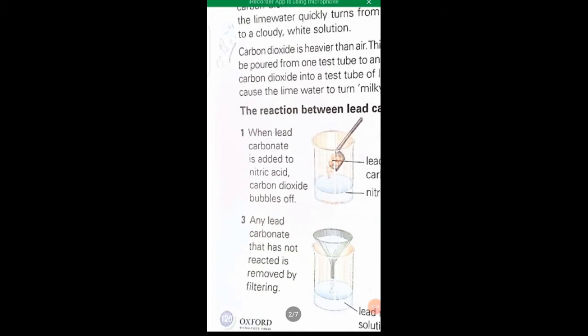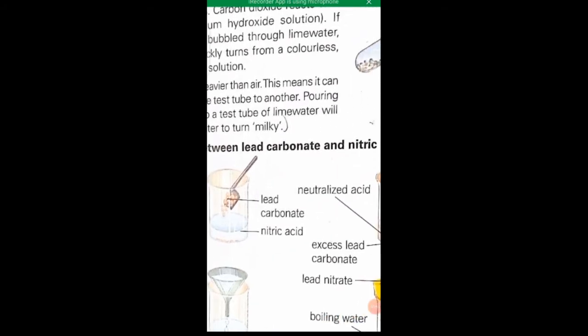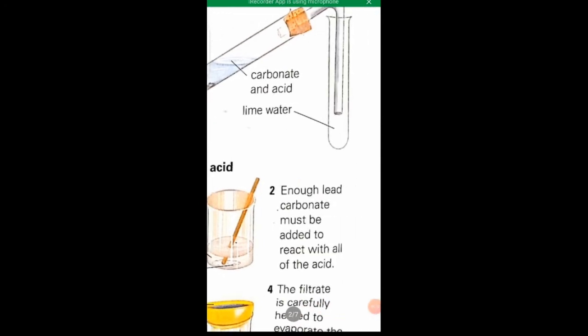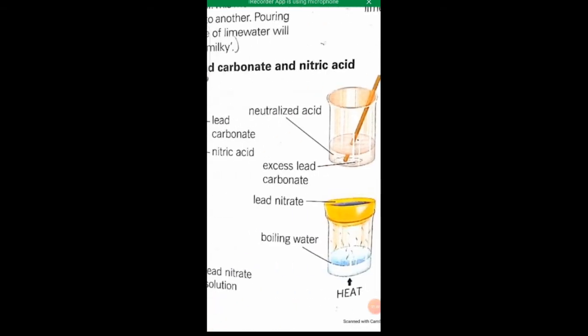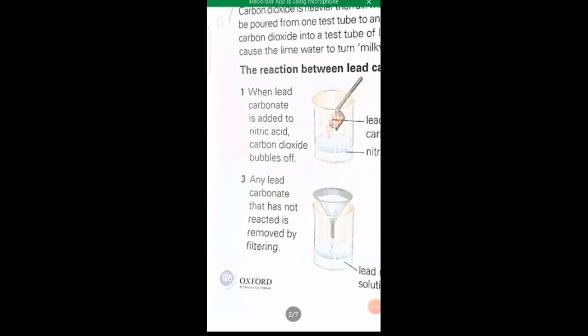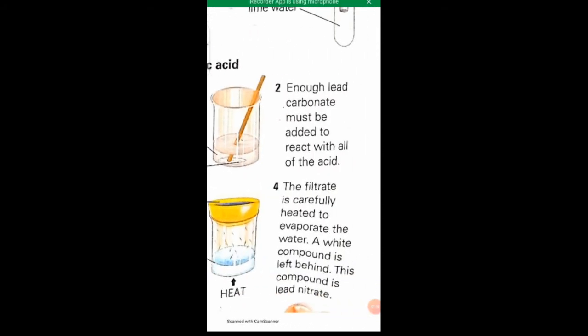Number one, the lead carbonate is added to the nitric acid. Carbon dioxide bubbles will be produced there. The quantity of lead carbonate must be equivalent to that of the acid, so all the acid will be utilized. After that, lead carbonate that has not reacted is removed by simple filtration. The filtrate is carefully heated to evaporate the water. The white compound is left behind. This compound is lead nitrate.